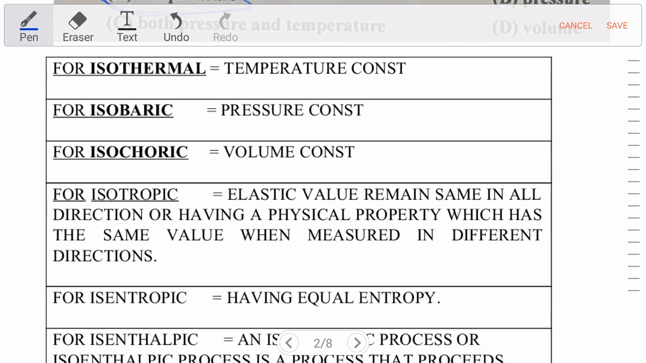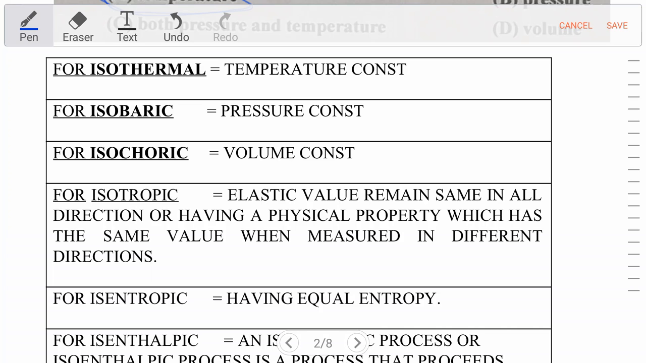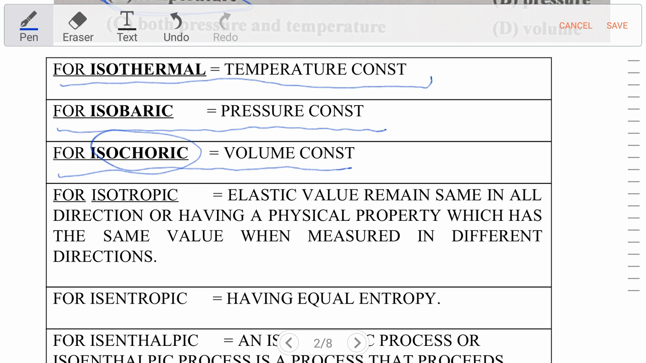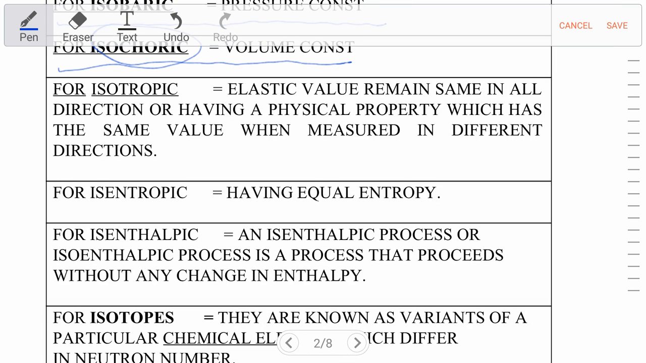Now let's see some other important terms which we have to remember. For isothermal process, temperature will remain constant, that we know. For isobaric process, pressure will remain constant. For isochoric process, volume will remain constant. Well, now the most important, for isotropic process, the elastic value remains the same in all directions, and a physical property which has the same value when measured in different directions. Both definitions have the same meaning.